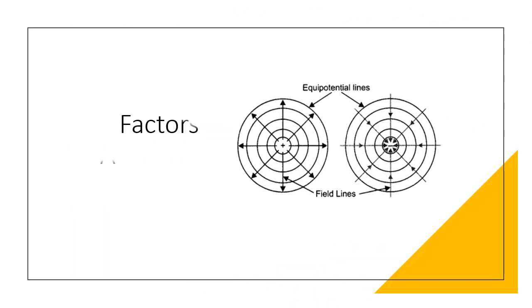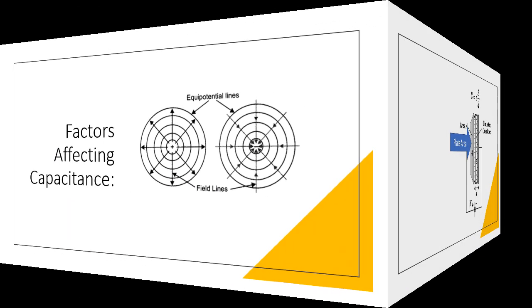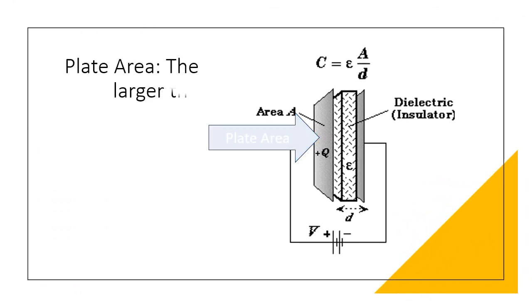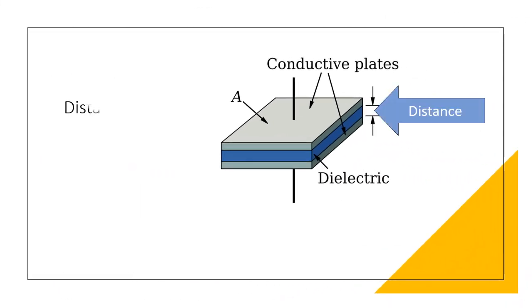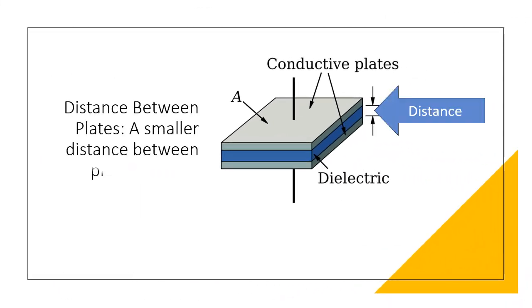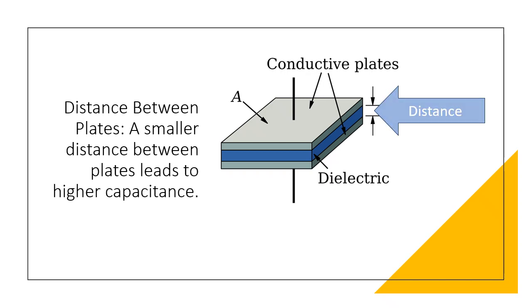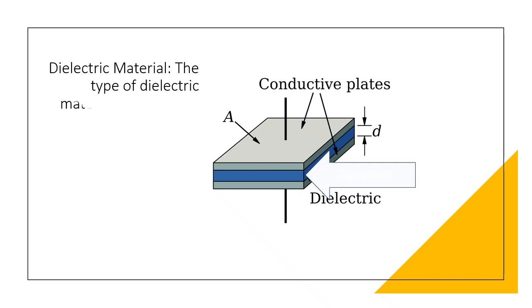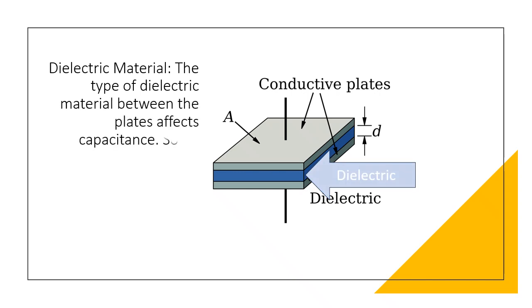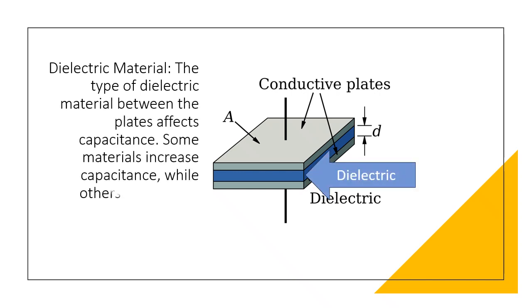Factors affecting capacitance. Plate area: the larger the surface area of the plates, the higher the capacitance. Distance between plates: a smaller distance between plates leads to higher capacitance. Dielectric material: the type of dielectric material between the plates affects capacitance. Some materials increase capacitance, while others decrease it.